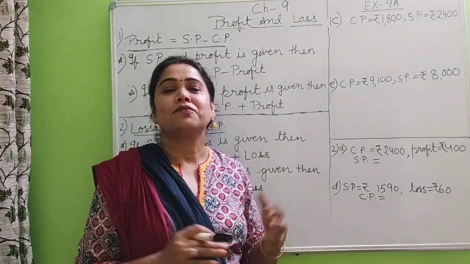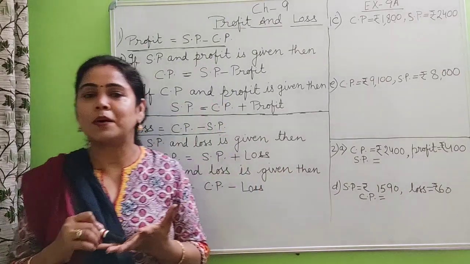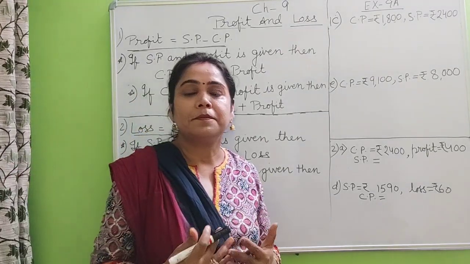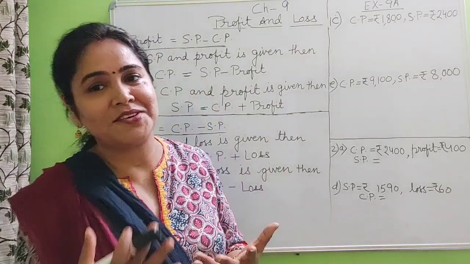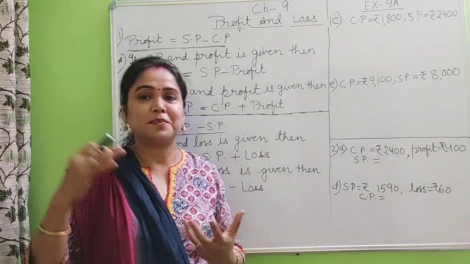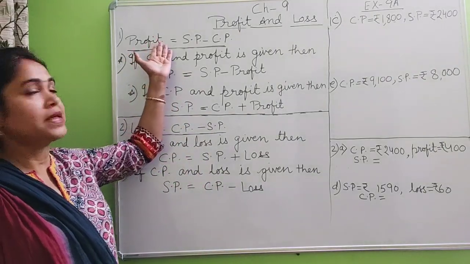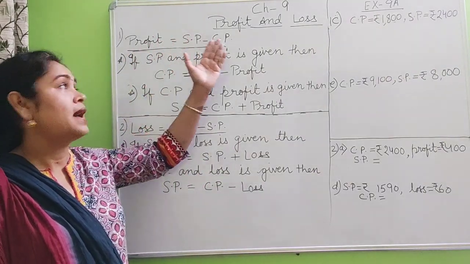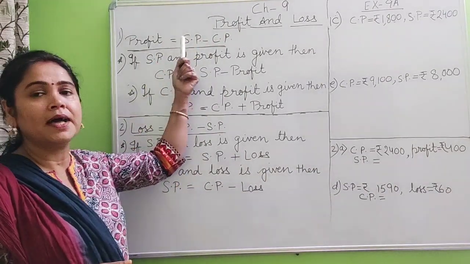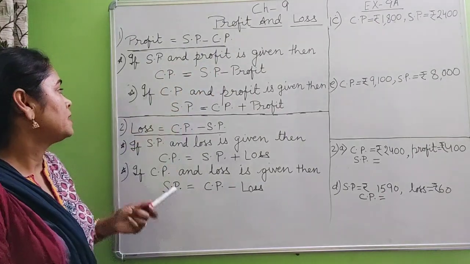Okay, so once again I am telling in short that cost price means the amount by which the shopkeeper purchases something. Selling price means the amount by which the shopkeeper sells the thing which he has purchased. Profit occurs when the selling price is greater and the cost price is smaller, and we find profit using the formula profit is equal to SP minus CP.